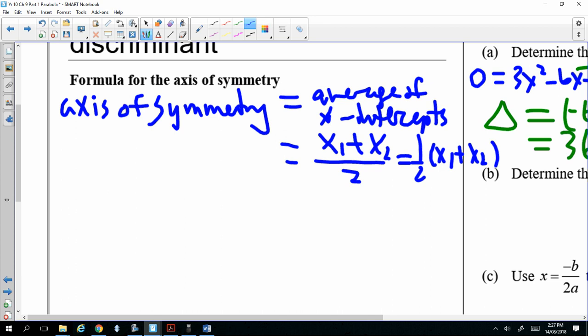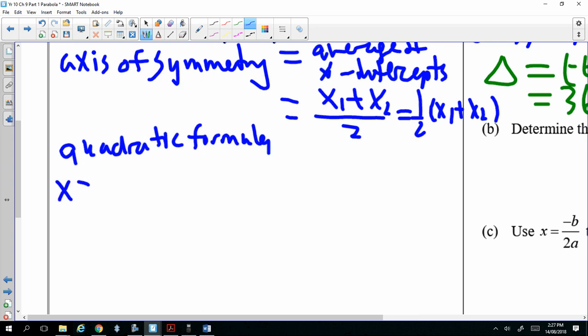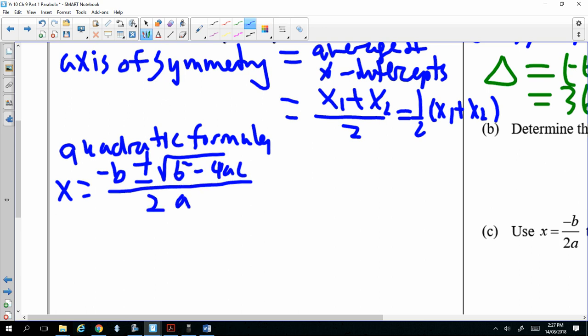Remember how we find the axis of symmetry? We average the x-intercepts. So now how do I get the intercepts? We can use the quadratic formula. Now what was the quadratic formula? It states that x equals minus b plus or minus the root of b squared minus 4ac, all over 2a. These are the x-intercepts.